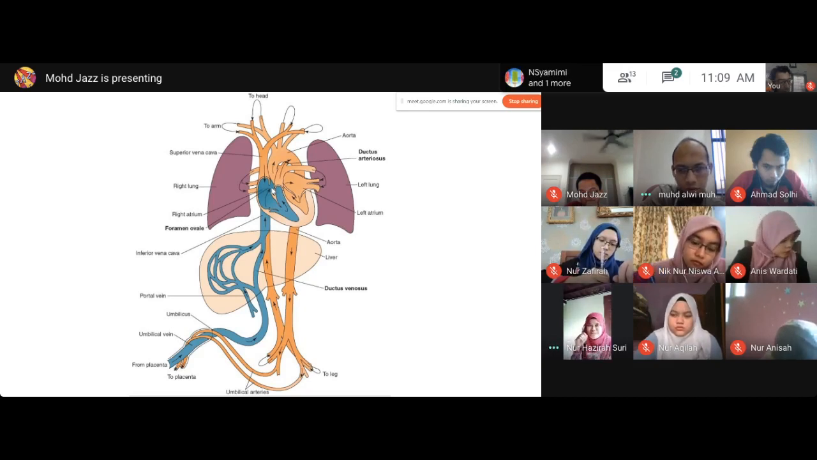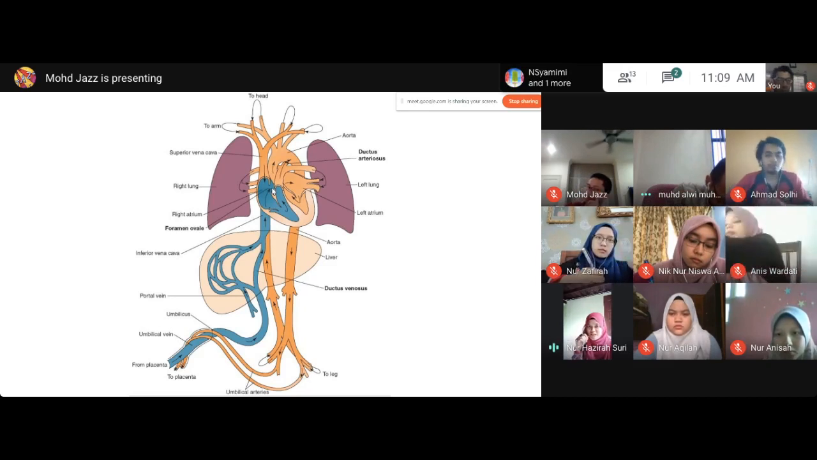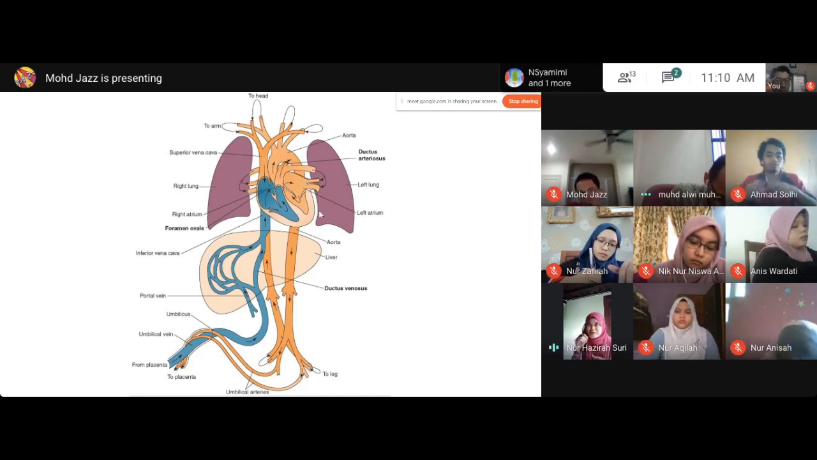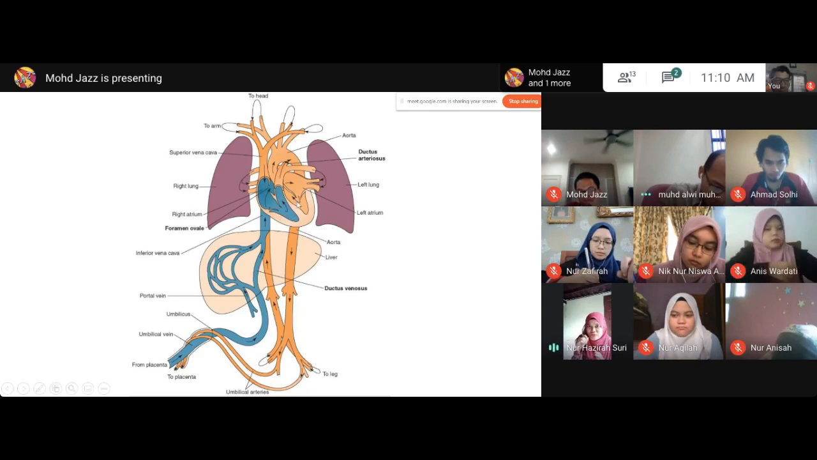Okay, this eustachian valve makes the blood from the right atrium, from the inferior vena cava, go straight to the foramen ovale to the left atrium. So the blood in the left atrium will go through the mitral valve to the left ventricle, and the left ventricular blood will be ejected to the ascending aorta.